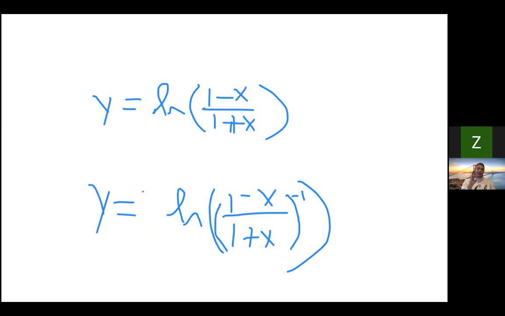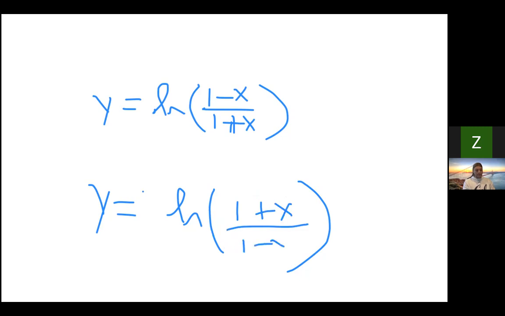Now, we have an exponent of negative 1. What does that tell us? Anything to the negative 1 power is simply 1 over that quantity to the positive 1 power. In other words, all we do is we flip this fraction, so it becomes the natural log of 1 plus x divided by 1 minus x, okay?